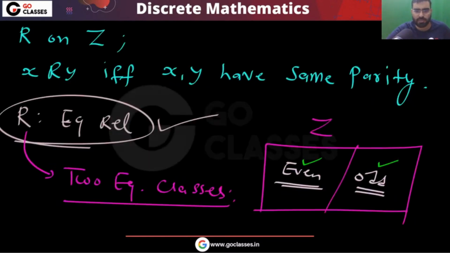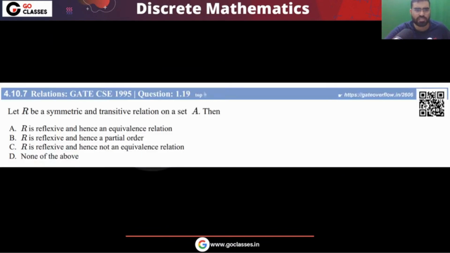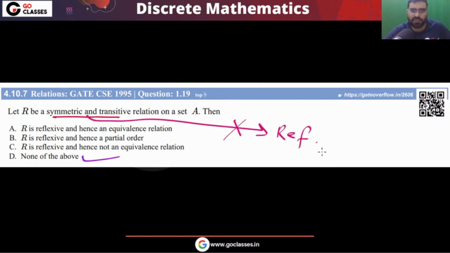Okay, let's move on. Now let's see this question. Tell me the answer for this one. Your relation is symmetric and transitive. That we have already seen. This is interesting, right? If a relation is symmetric and transitive, then it may not be reflexive. So the answer will be none of the above. Remember, transitive and symmetric does not imply reflexive.